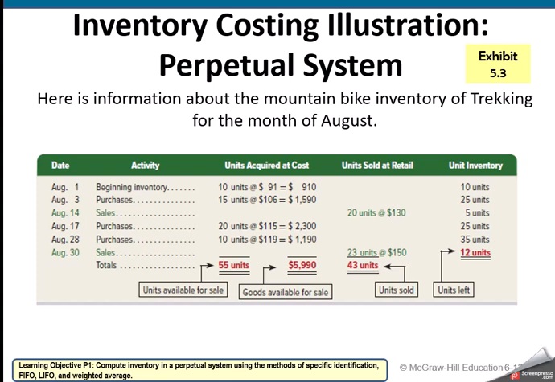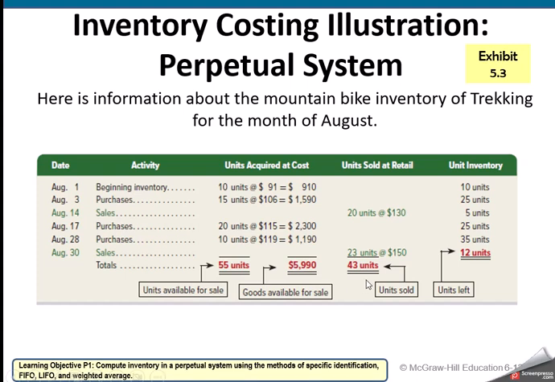So then here's an example. We break it all out to say how many units we have at what price point, and then that's our total cost. And then we do that for all of our purchases. So then this is what's available for sale, and this is the total cost.